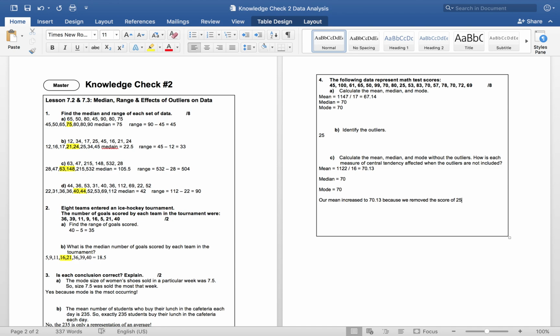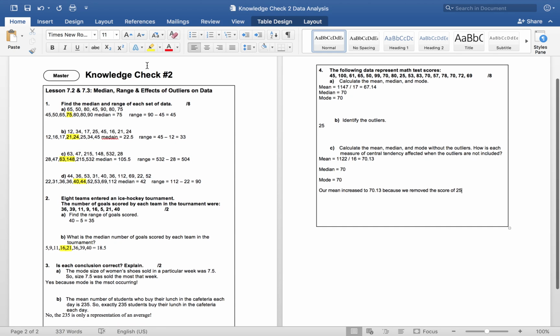And to me, that kind of makes a big difference, because now instead of our class getting an average of 67, our average was now 70. Just because I removed that one very low score that I didn't think was a fair representation of our class, that was 25. So that's how outliers sometimes can kind of affect your overall averages, your overall mean. Okay, so your total on this is out of 20.